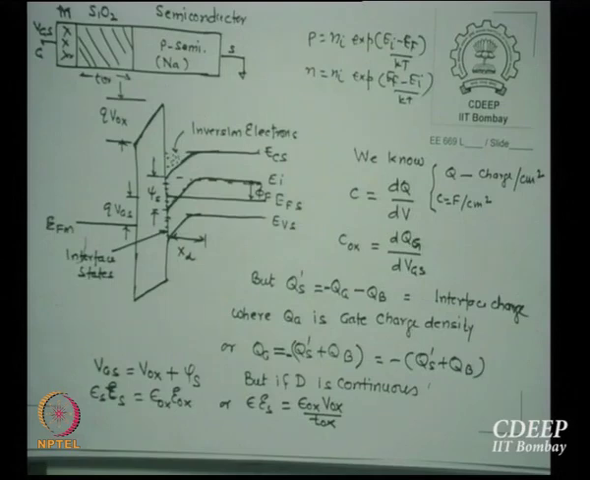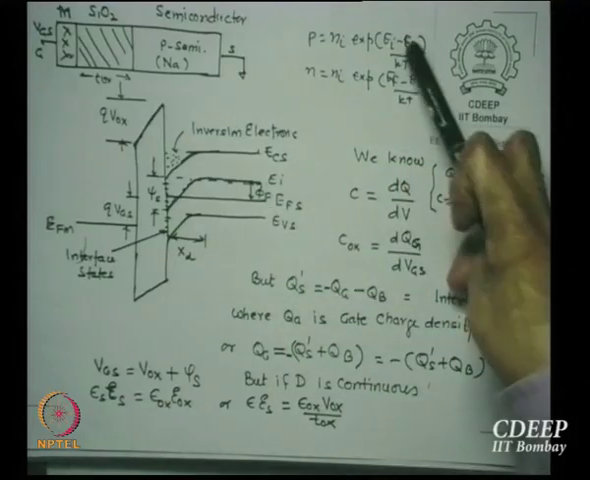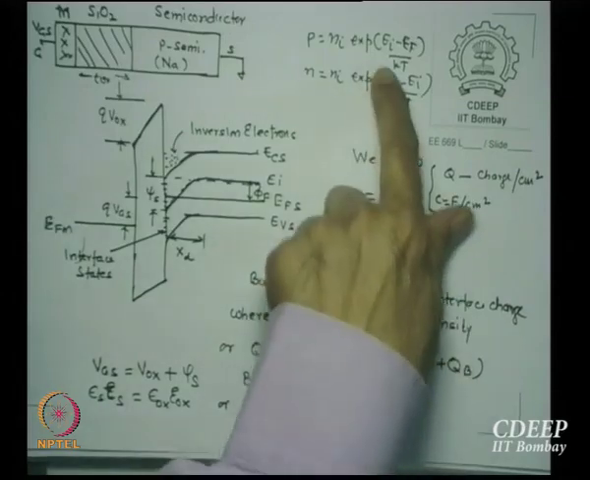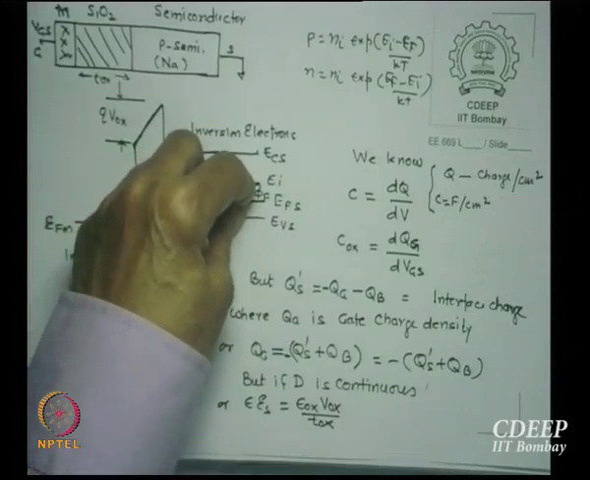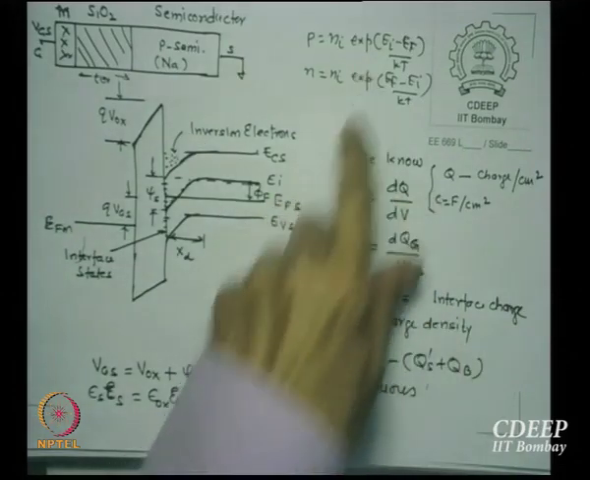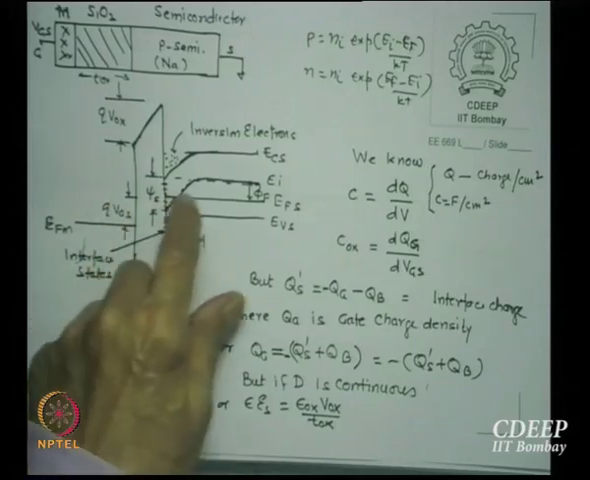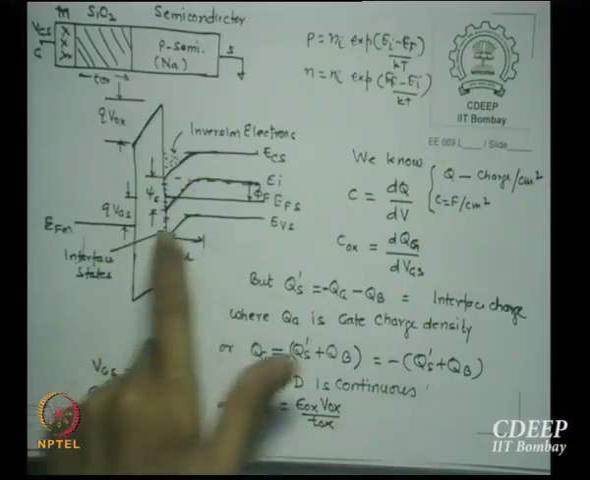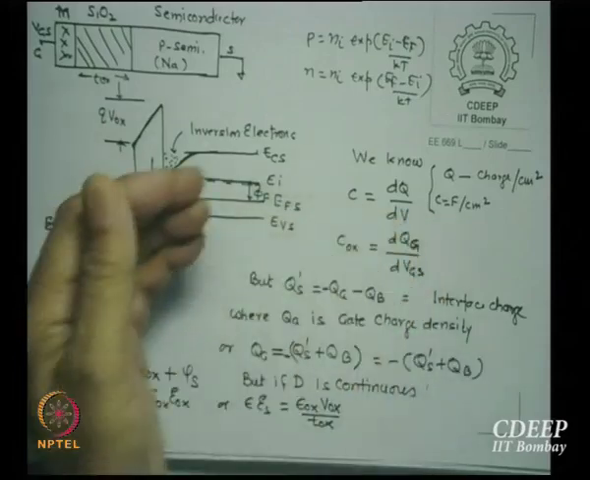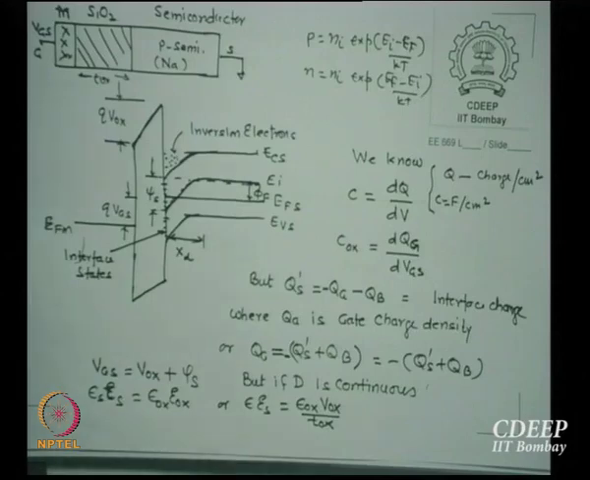So since EI is above EF, holes are appearing. EI is away from EF, so this is a p-type semiconductor and you have holes in the valence band. But as you apply plus VGS, you expect hole concentration to leave the surface. Because of the electric field, holes will move away and will leave depletion charge. What is depletion charge? Minus QNAXT.